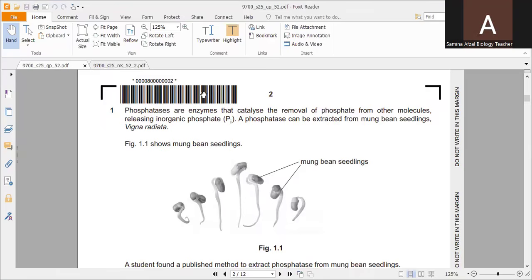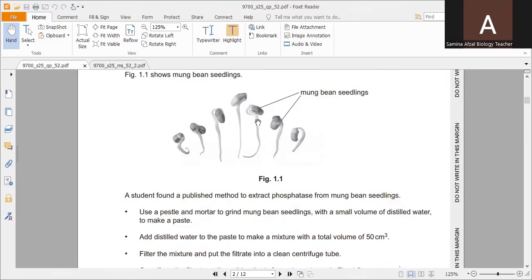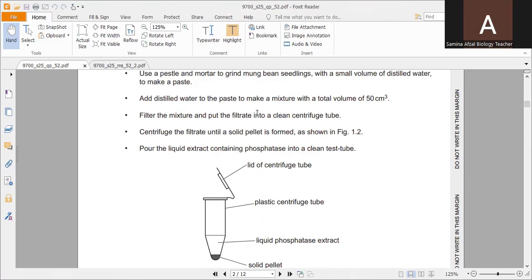You can see phosphatases are enzymes that catalyze the removal of phosphate from other molecules, releasing inorganic phosphate. Phosphatase can be extracted from mung bean seedlings, Vigna radiata, and figure 1.1 shows the mung bean seedlings.